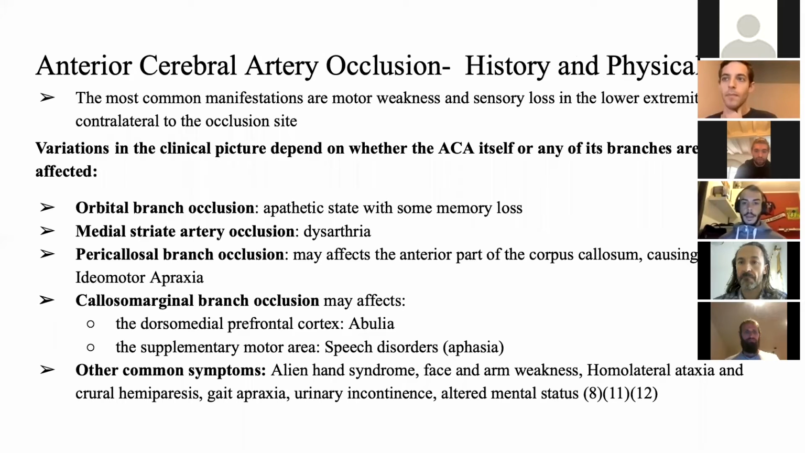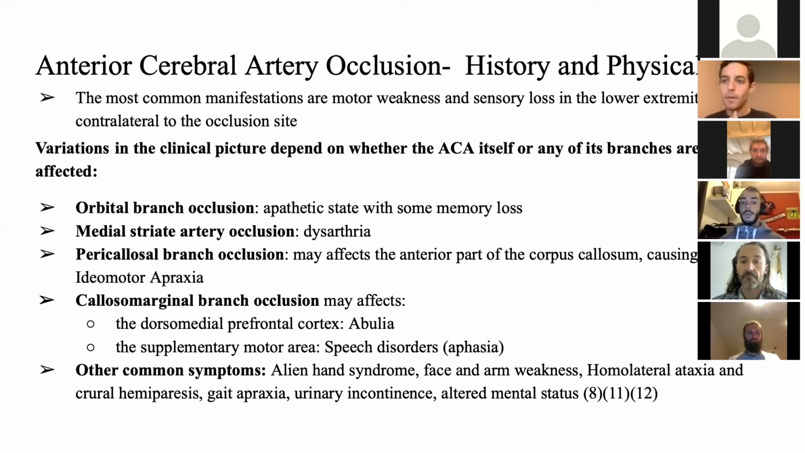Next slide. The most common manifestations are motor weakness and sensory loss in the lower extremity contralateral to the occlusion side. Variation in the clinical picture depends on whether the ACA itself or any of its branches are affected. For example, in an orbital branch occlusion, the usual result is an apathetic state with some memory loss. A medial striate artery occlusion may result in dysarthria with impairment of mandible, lips, and tongue.